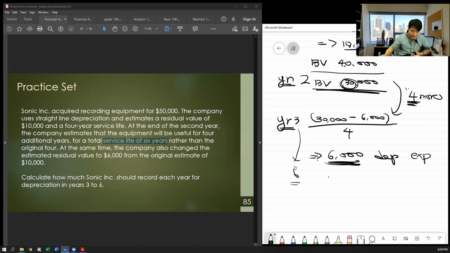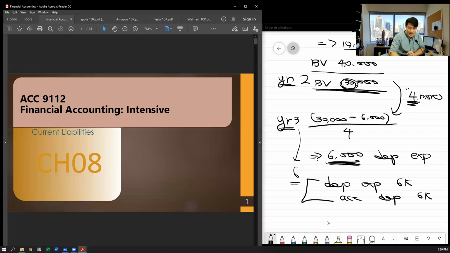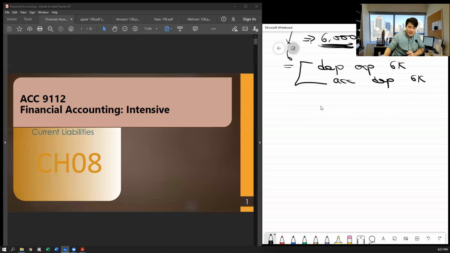In terms of the journal entry, you're going to debit depreciation expense of $6,000 and credit accumulated depreciation of $6,000. Any questions on this? Okay, so that was chapter 7, and we're going to move on to chapter 8.